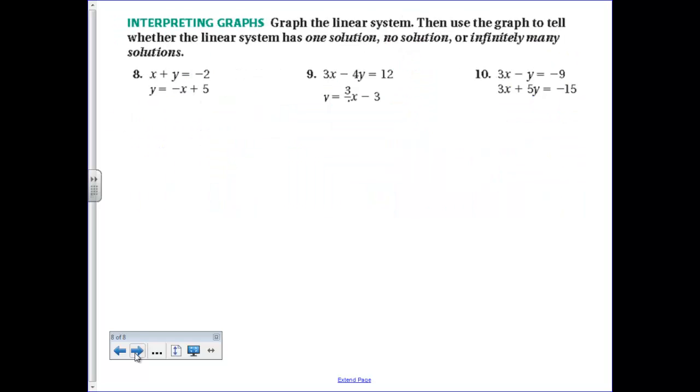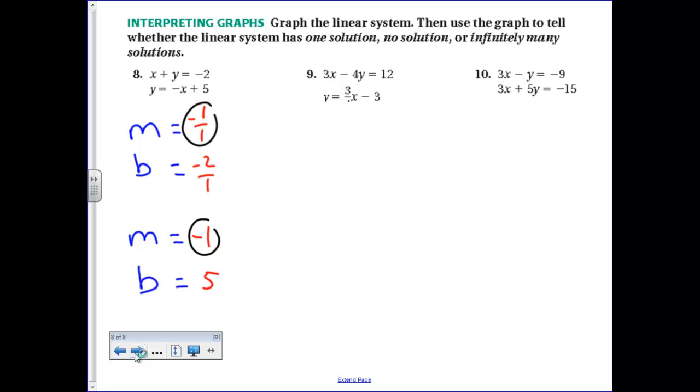How many solutions? So we're going to be looking for 1, none, or infinite. Okay, I'm going to go ahead and solve for the slope and the y-intercept of both. Okay, so the first one has a slope of negative 1 over 1 and a y-intercept of negative 2 over 1. And the second one has a slope of negative 1 and a y-intercept of 5. So these have the same slopes but different intercepts, which means no solution for the first one.